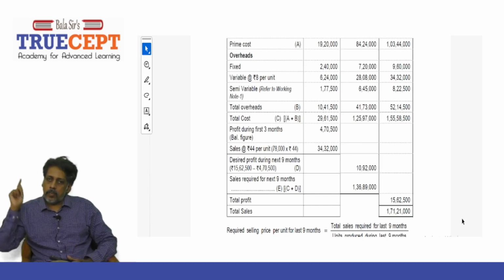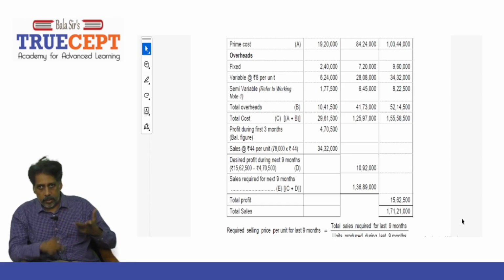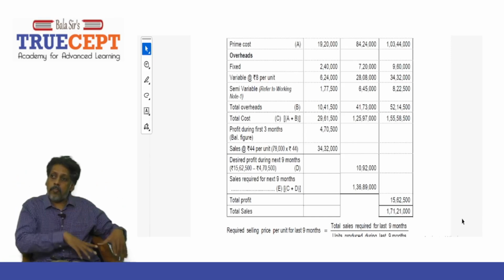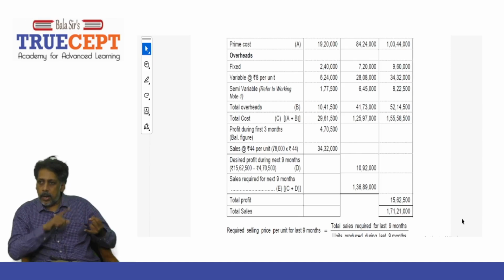Now how much do you get for the first 3 months? 29 lakh 61,500. Okay, wait. Let me complete the 3 months column alone first. And profit we can find out, the balancing figure. We know the sales are 78,000 units into 44 rupees, how much? 34 lakh 32,000. The difference is the profit. How much do you get? 4 lakh 70,500. That is the profit you actually made in the first 3 months, April, May, June.